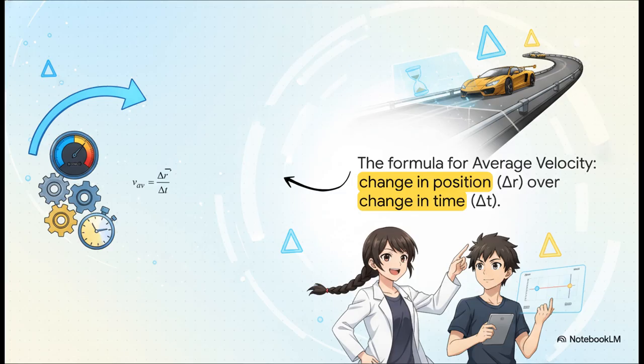And the formula is just as refreshingly simple as the idea. You see that little triangle symbol? That's the Greek letter delta. And whenever you see it in physics, it just means change in. So average velocity is simply the change in your position divided by the change in time.